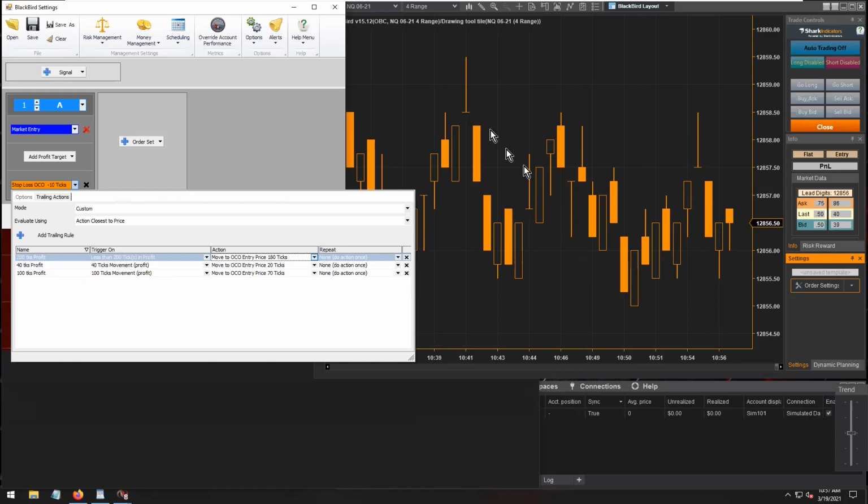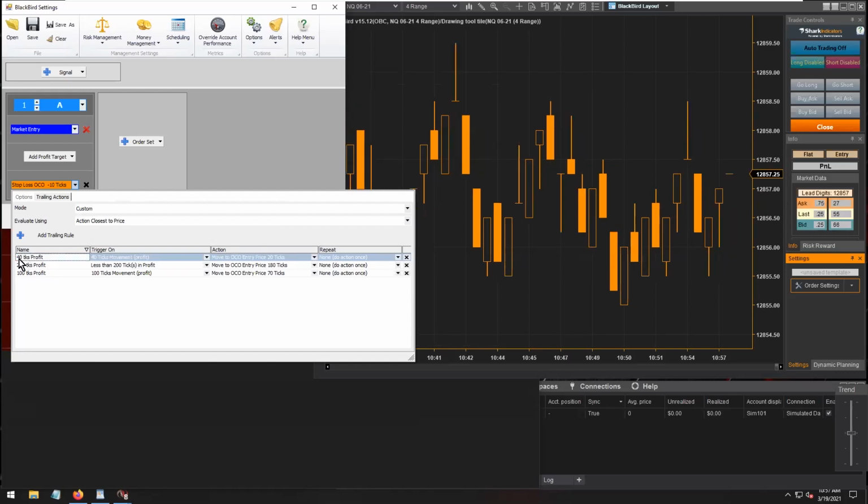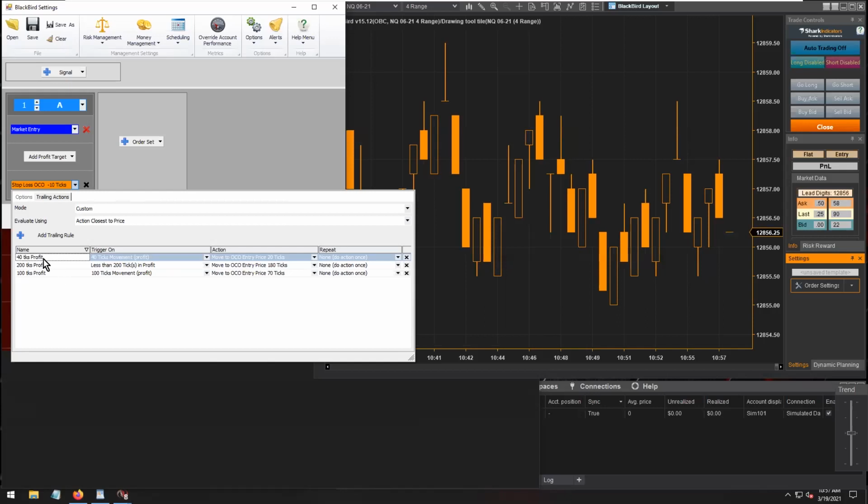So it's not trailing in real time, right? But it's moving in 3 different incremental times here. Because this is a one-time action, once the trade hits 40 ticks of profit, we're going to move that stop loss one time. So there is no repeat here. You might have noticed that I just completely ignored the repeat because these are one-time actions, right?